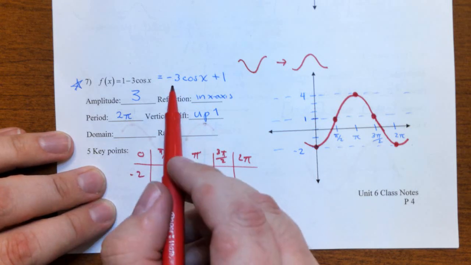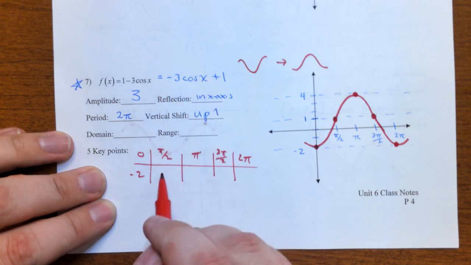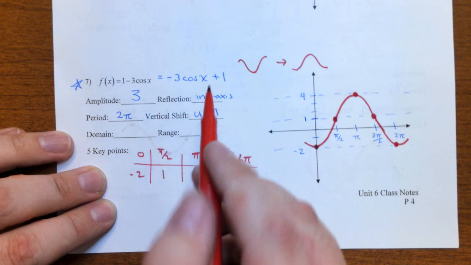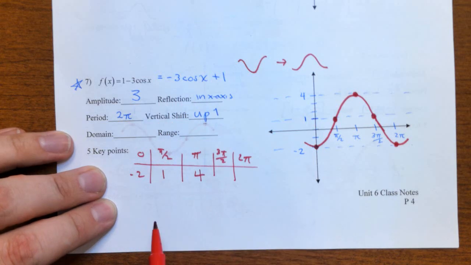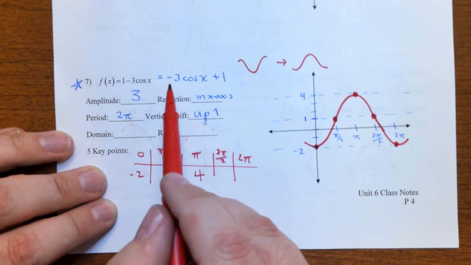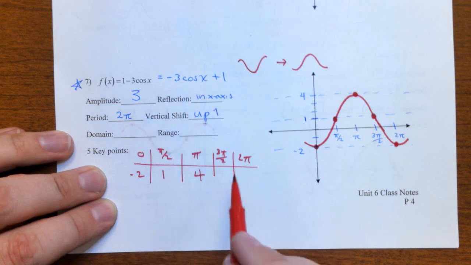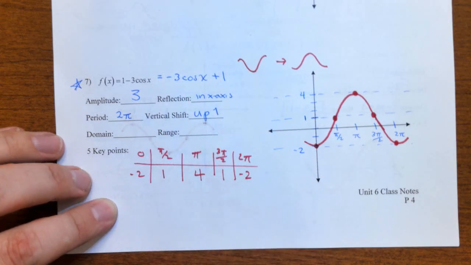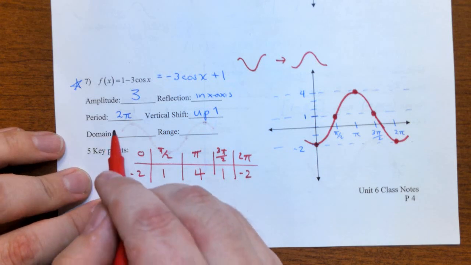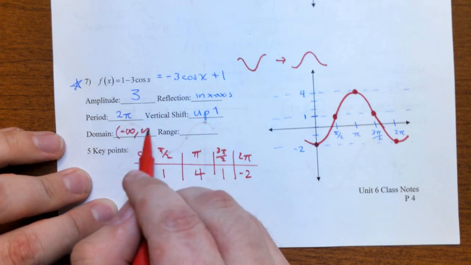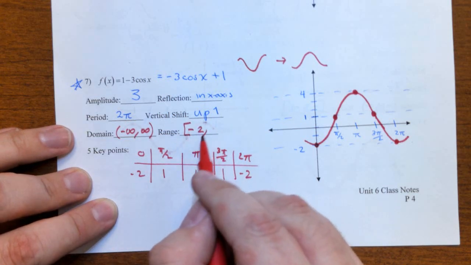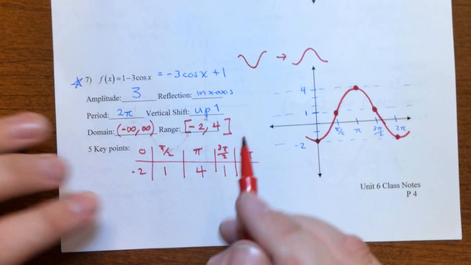At pi over 2, this will be zeroed out, so I got the 1. At pi, I will have 3 plus 1, the 4. 3 pi over 2, cosine is 0, so I get 1 again. At 2 pi, I'm back down to -2. My domain is all real numbers. My range is -2 to +4.